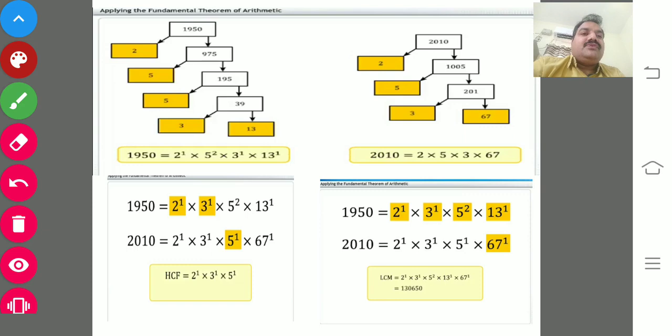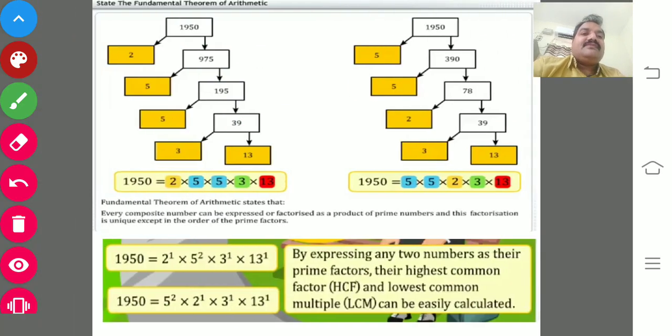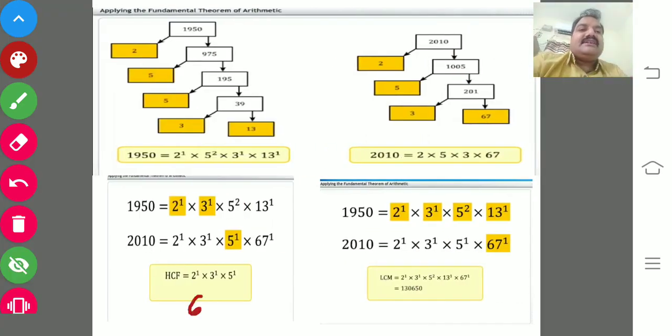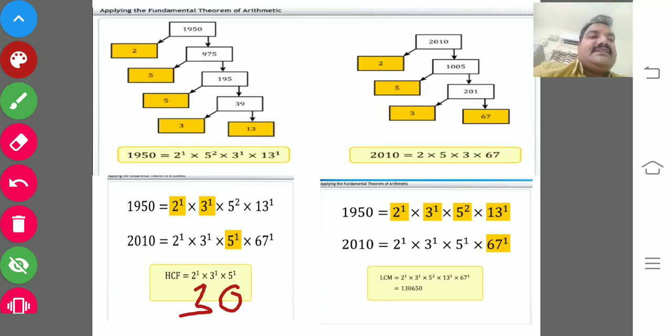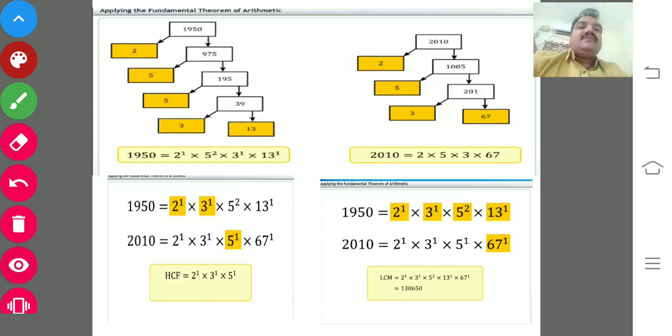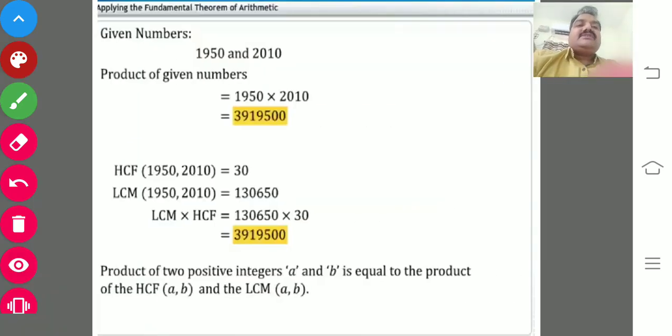So 2 into 3 into 5, the HCF is 30. Two 3s are 6, six 5s are 30. And the LCM is 1,30,650. You just go with that.